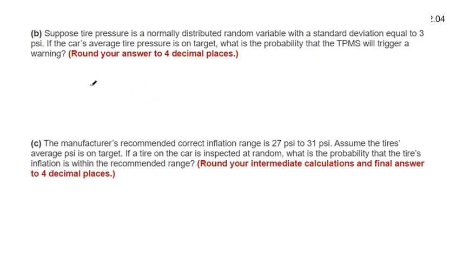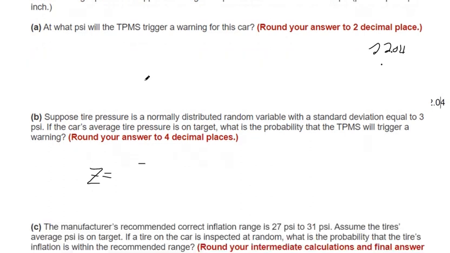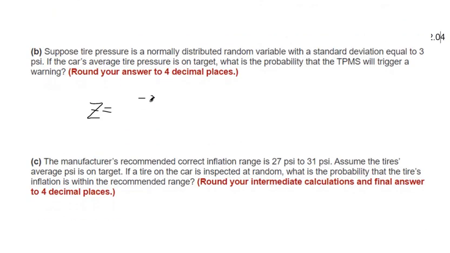So they're saying the mean pressure for the population for these tires is on target. So I'm gonna plug in what that mean was up there, 29 in for the mean. And the standard deviation is 3. And they want the probability that we will trigger a warning. So the value that should go here is the warning value we just calculated, 22.04.